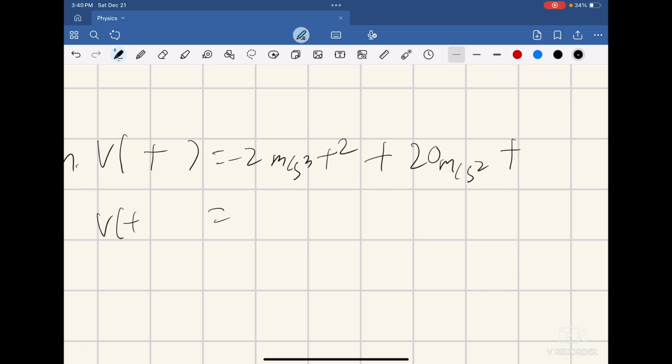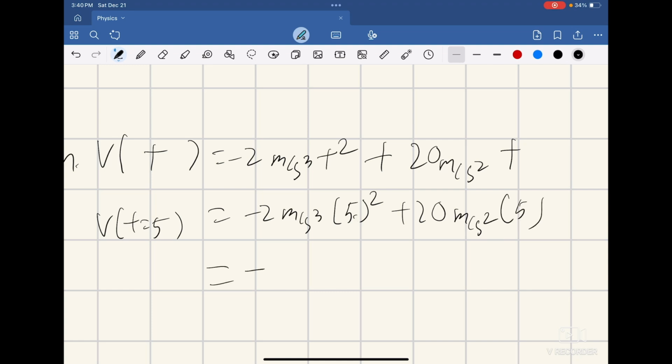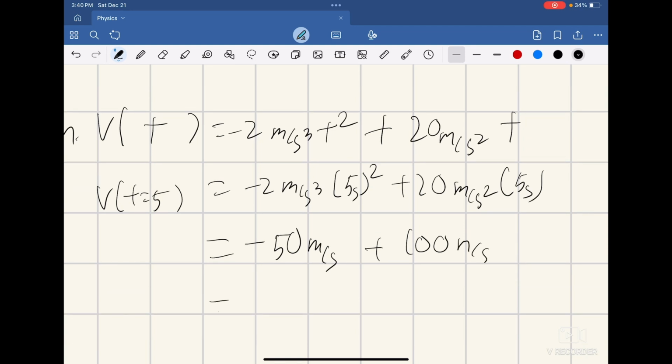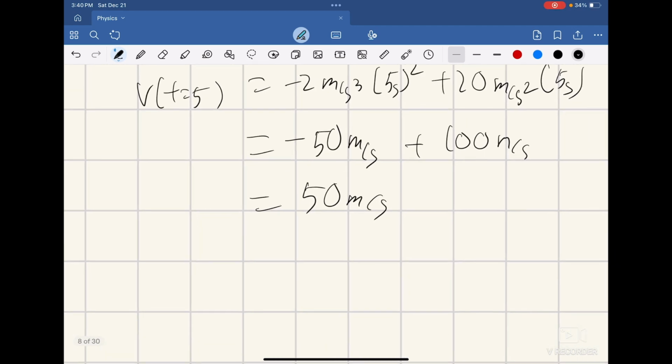And if we want to find v of t at 5, we now plug in the values: negative 2 times 5 squared plus 20 meters per second squared times 5. These should be seconds. So that gives us 25 times 2 is 50. Cancel out those two, meters per second, plus 20 times 5, which is 100. Cancel those out, gives us meters per second. And that gives us the value 50 meters per second. So at t equals 5, v is 50 meters per second.